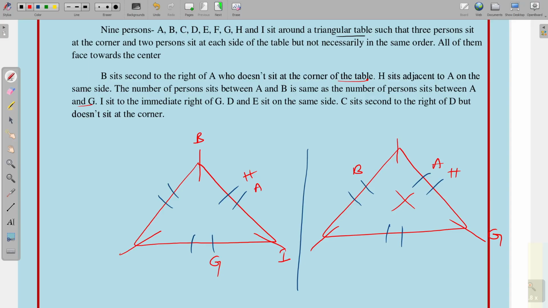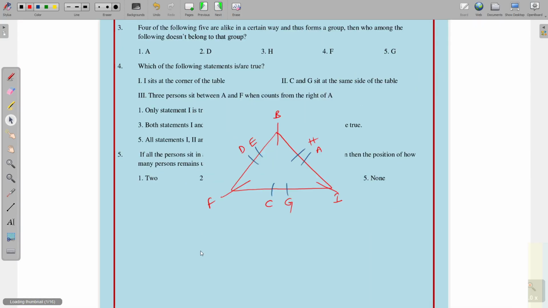C sits second to the right of D but doesn't sit at the corner. So, if D and E are placed here, C sits second to the right of D. So, 1, 2, here C is placed. Suppose if D is placed here, C is coming here, it is a corner of the table, so this possibility is not required. Next, the remaining person F is placed here. It is the final arrangement of the puzzle.